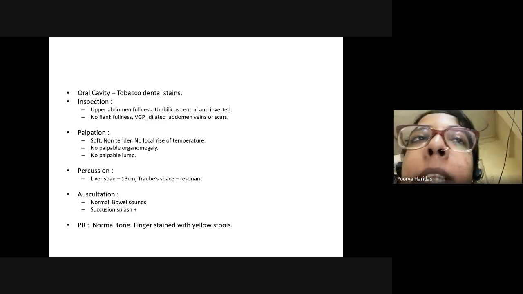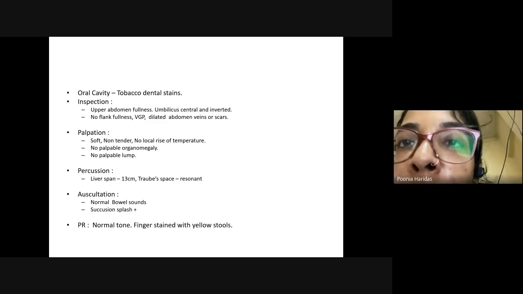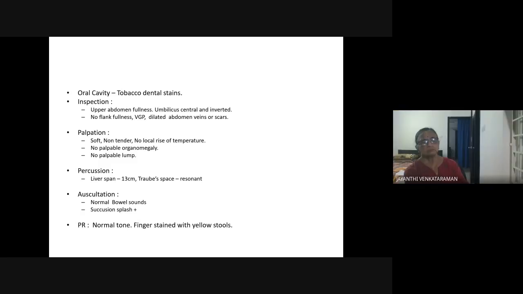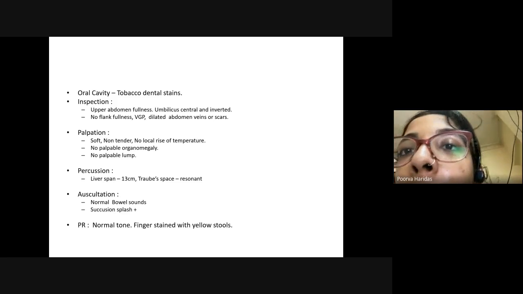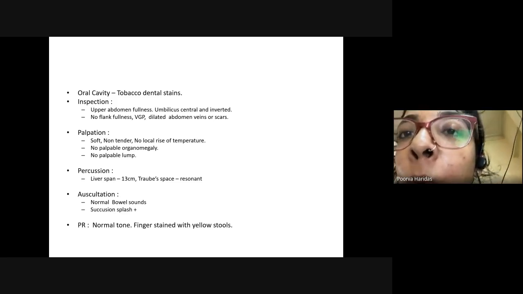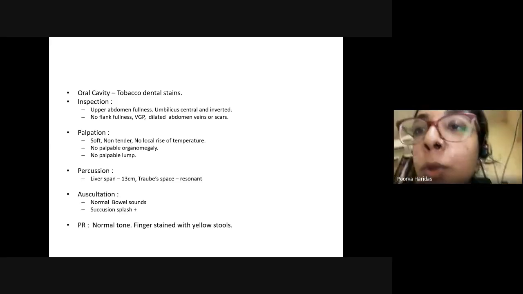On percussion, the liver span is 13 centimeters and Traube's space is resonant. On auscultation, normal bowel sounds are heard. Also, there is a succussion splash heard. And per rectal examination, the tone is normal and the finger is stained with yellow stain.